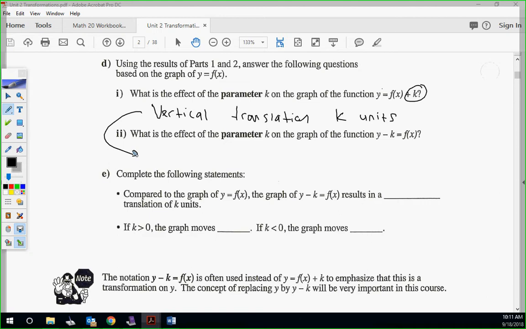Okay. Complete the following statements. Compared to the graph y equals f of x, the graph y minus k equals f of x results in a vertical translation of k units. If k is greater than 0, the graph moves up. If k is less than 0, the graph moves down. All this stuff is below your grade. You guys are probably fine with this.